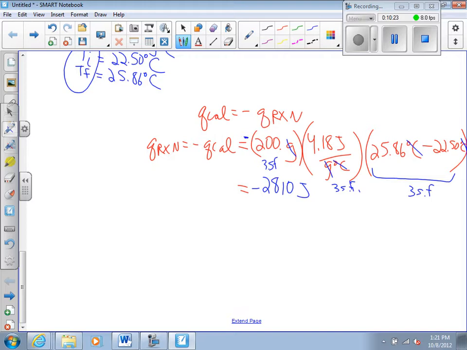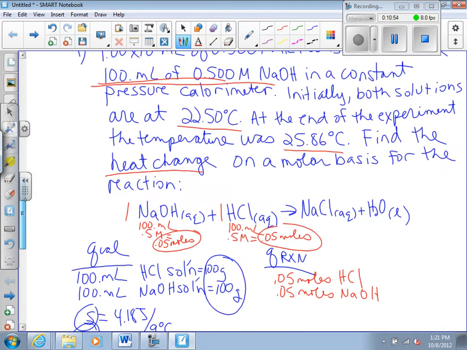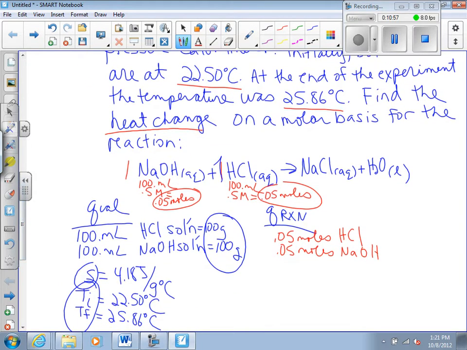All right. So I know that negative 2810 joules is produced from 0.05 moles. So let's look at this. The way we solve this now is I know it's negative 2810 joules per 0.05 moles of HCl. And I now look at my reaction for my reaction coefficient. The coefficient for HCl is 1. If it had been a 2, I would do something slightly different, and I'll show you what I would do.